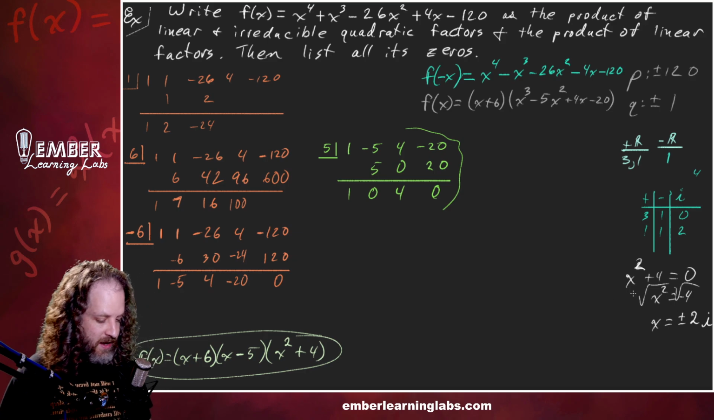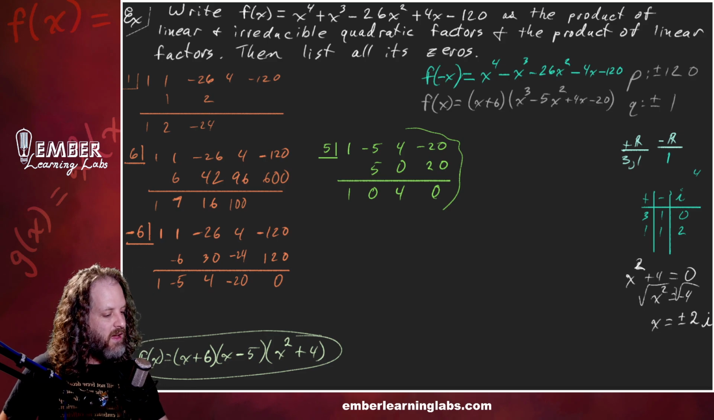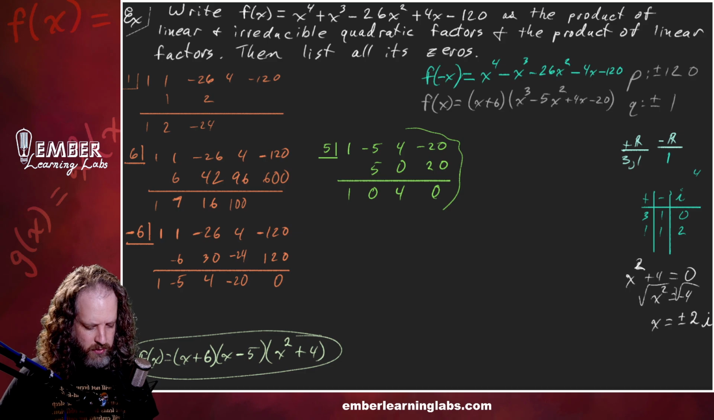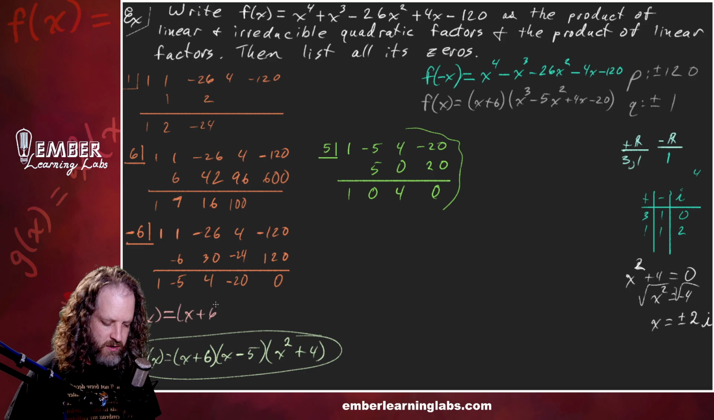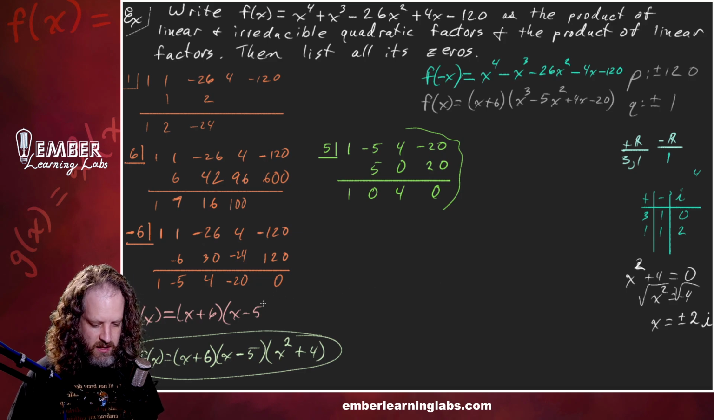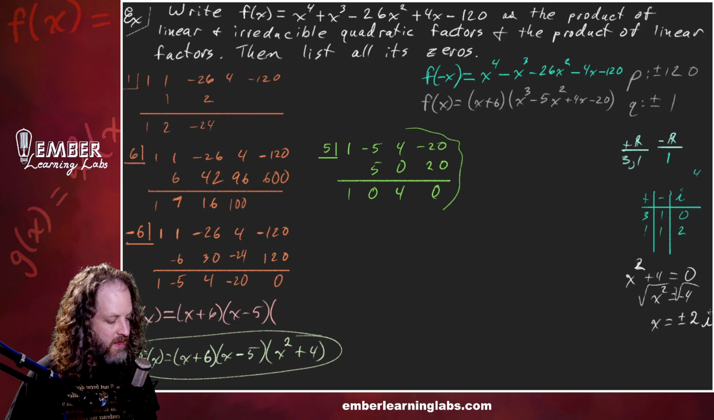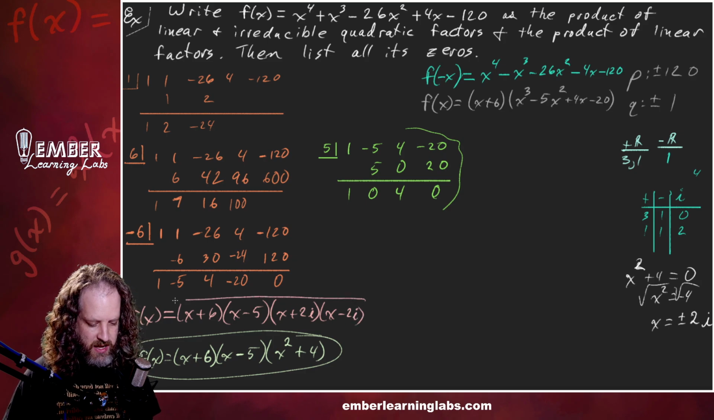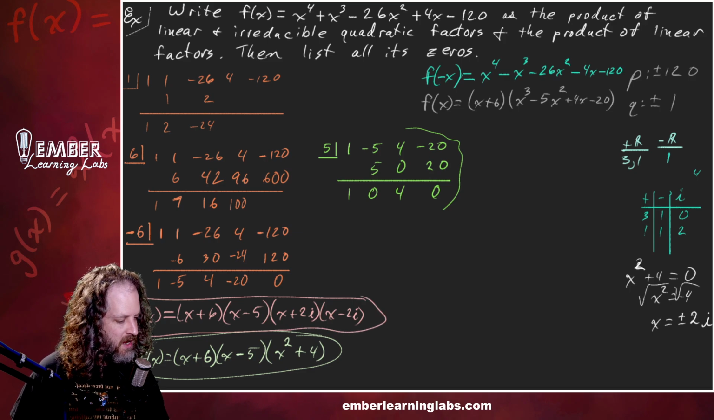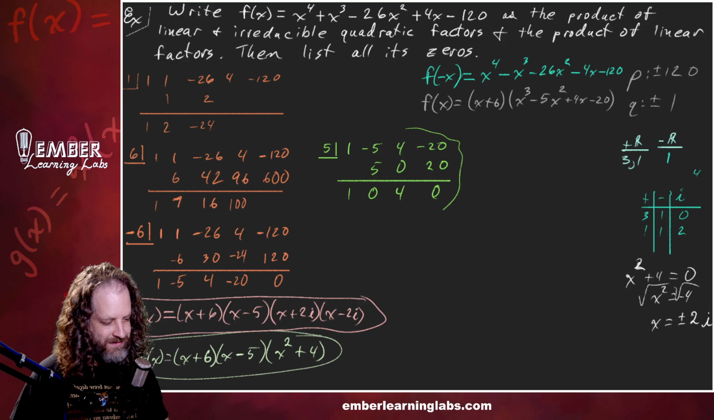So to write this as the product of linear factors only, that would be f of x equals x plus 6. That one was already linear, so was the next one, x minus 5. And then times x plus 2i and x minus 2i. Right? Easy peasy.